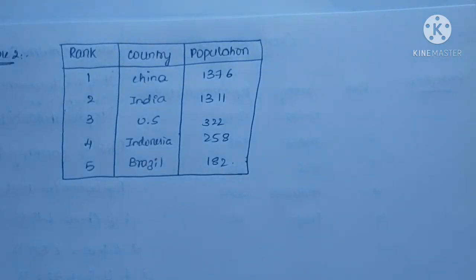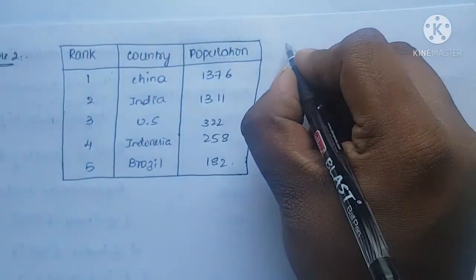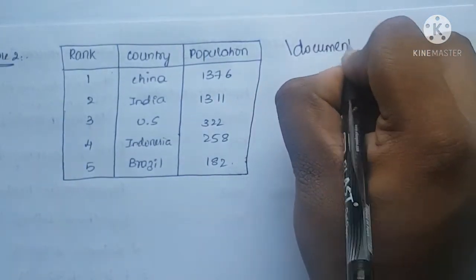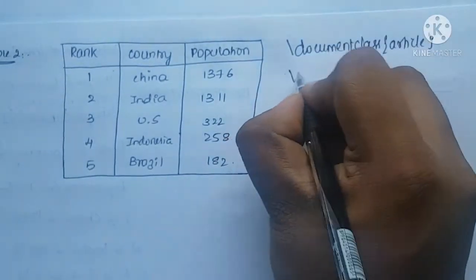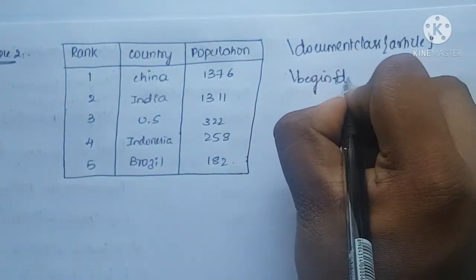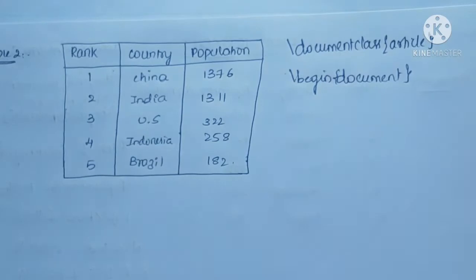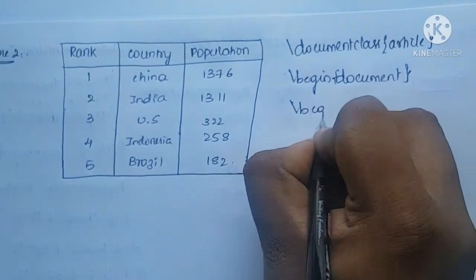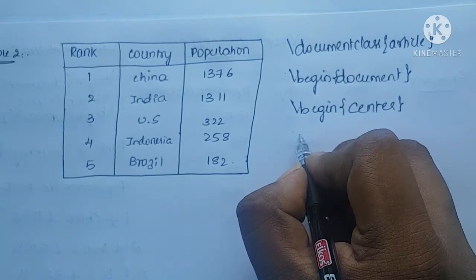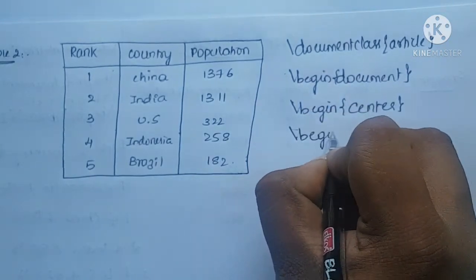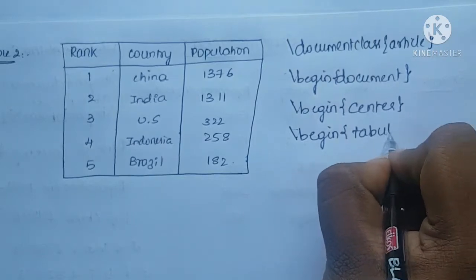We shall see one more example. Example number 2. If you observe, there are horizontal and vertical lines here. We shall see how we'll do this. So LaTeX code, first line as it is backslash document class article. I'm going to begin the document, backslash begin document. If you want the output to be in the center, you can use begin center, or else you can skip this begin center. So since we need to create a tabular, we need to begin the environment begin tabular.